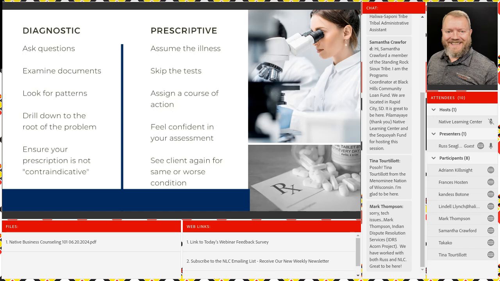Diagnostic, we're going to look for patterns. Does this happen when this other thing happens? Does this happen the first week of the month? Does this happen the third week of the month? Does this happen only when this happens in town?